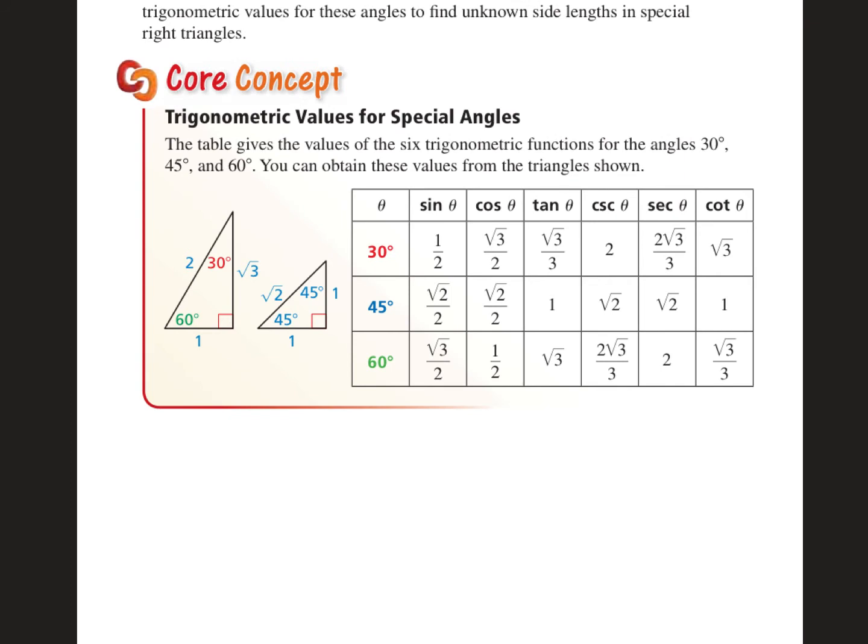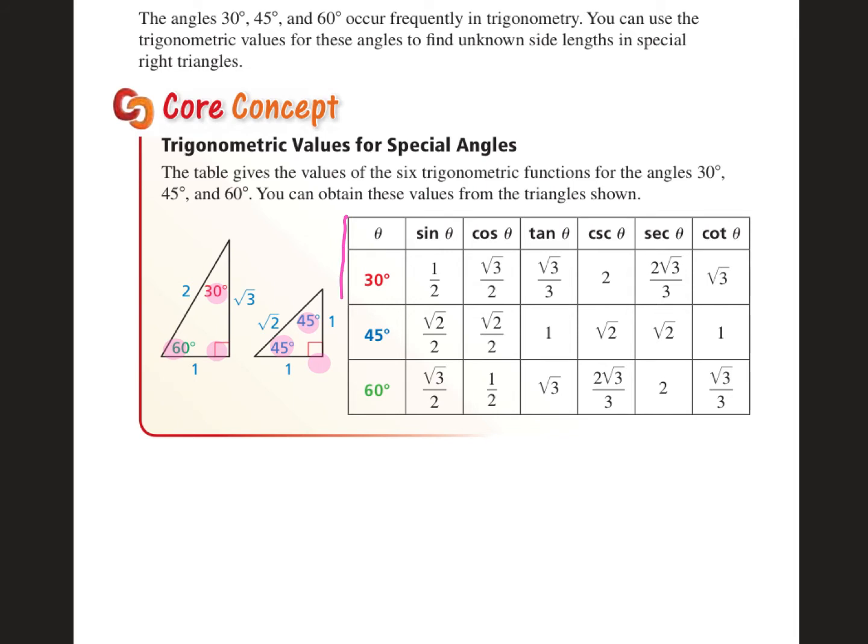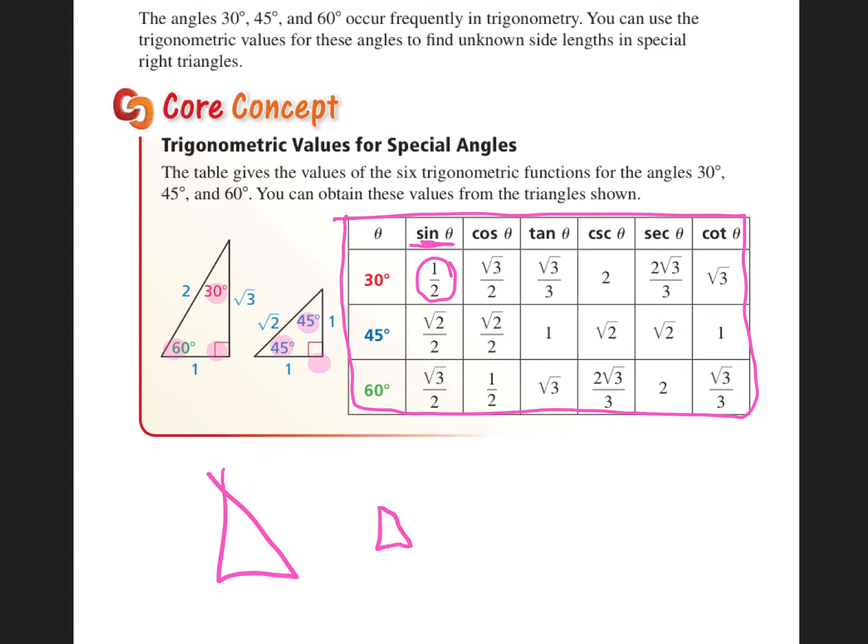If you remember from geometry, we have a 30, 60, 90 triangle and a 45, 45, 90. And this little chart here tells us all of our trig functions for those special angles in a 30 degree, 45, and 60 degree angle. So if we had the sine of 30, that would be 1/2. No matter what, if we had a triangle that was this big or a triangle that was this big, if this angle is 30 and this angle is 30, the sine of 30 is always going to be 1/2. If we took the tangent of 45, the tangent of 45 is always 1.